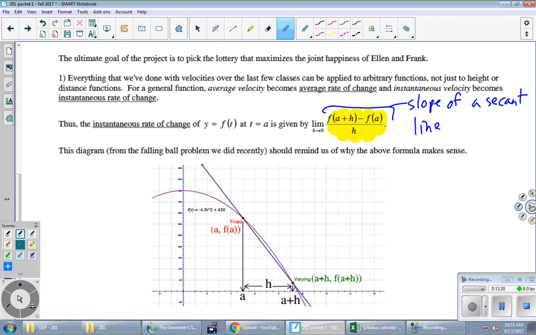Slope of the secant line is just the fraction part. And then when we incorporate the limit, what does that secant line turn into? Tangent line. So the whole thing becomes a slope of a tangent line.